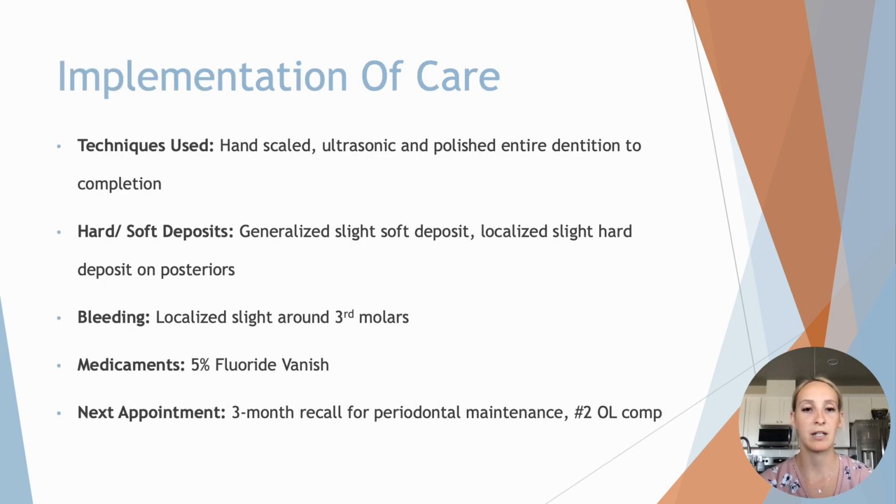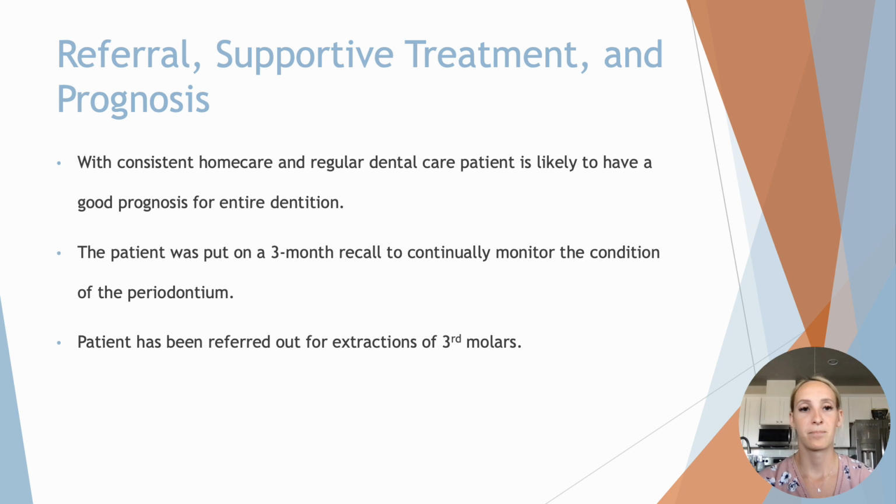Implementation of care: technique used was hand-scaled, ultrasonic, and polish of the entire dentition to completion. Generalized slight soft deposit with localized hard deposit on the posteriors. Bleeding was localized slight around the third molars. Medicaments: 5% fluoride varnish. His next appointment was going to be a 3-month recall for periodontal maintenance or the number 2 OL composite. Referral, supportive treatment, and prognosis.